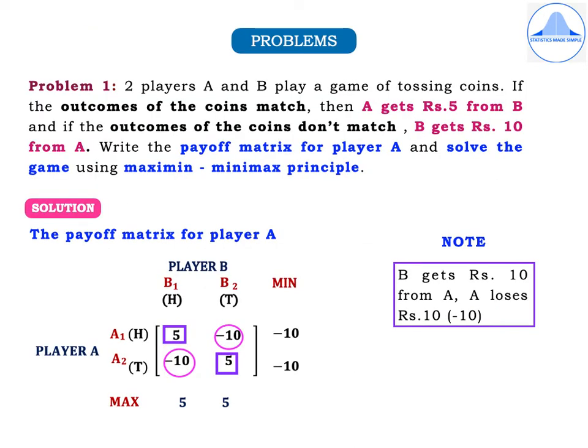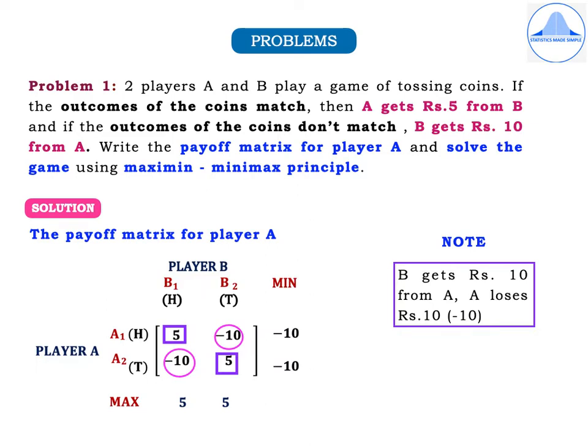Problem 1. Two players A and B play a game of tossing coins. If the outcomes of the coins match, then A gets rupees 5 from B, and if the outcomes of the coins don't match, B gets rupees 10 from A. Write the payoff matrix for player A and solve the game using the Maximin Minimax principle.